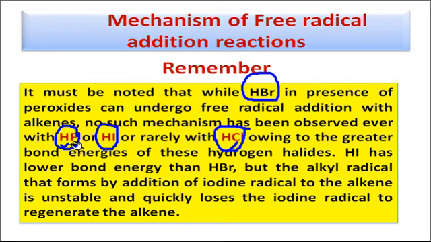That is why they do not undergo homolytic bond cleavage in presence of sunlight, while HI has a lower bond energy than HBr, but the alkyl radical that forms by addition of iodine radical to the alkene is unstable and quickly loses the iodine radical to regenerate the alkene. That is why only HBr gives the Kharasch effect or the peroxide effect.